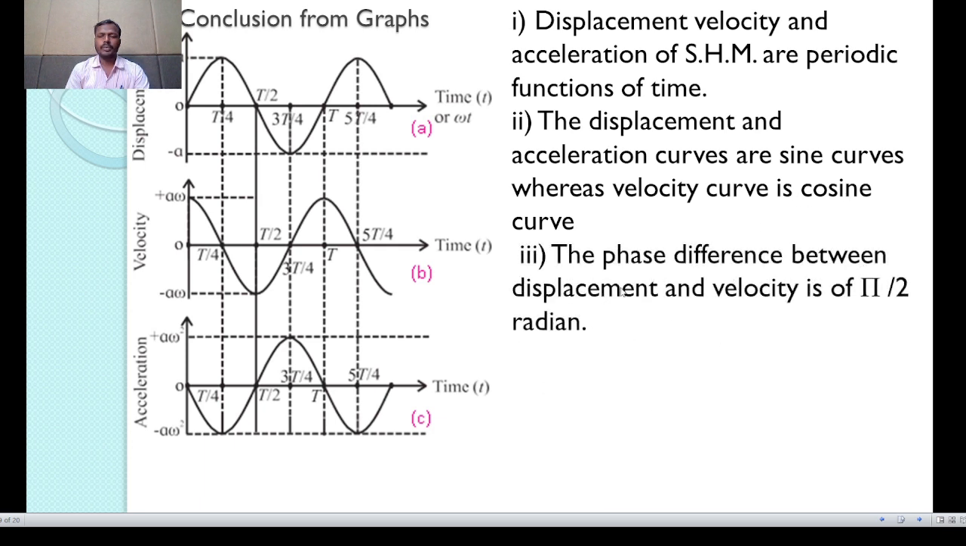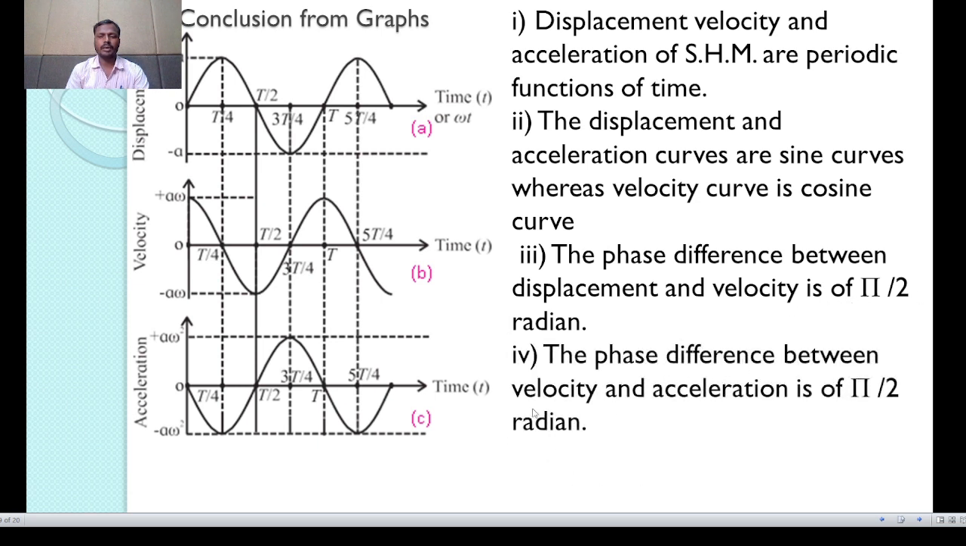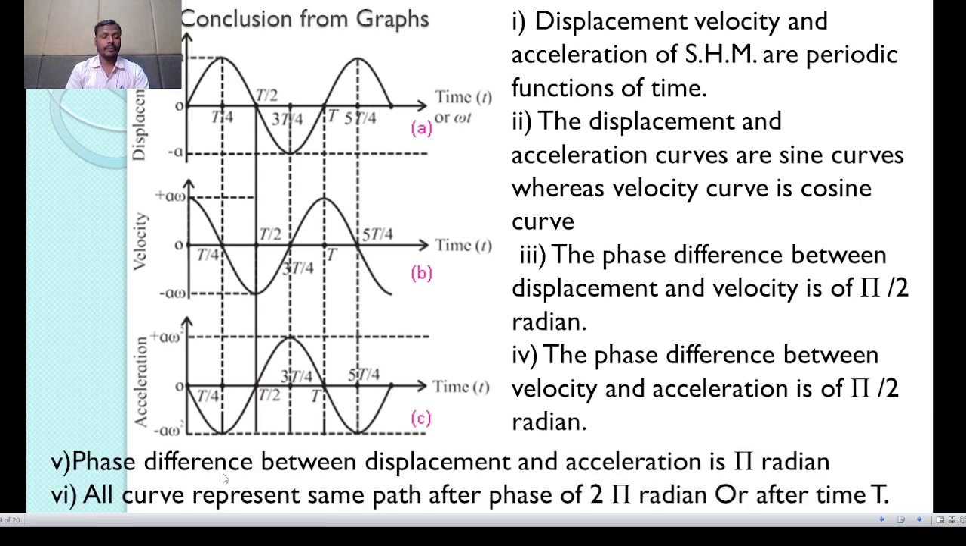The phase difference between the displacement and velocity is pi by 2 radian, whereas the phase difference between the velocity and acceleration is pi by 2 radian. Therefore, the phase difference between the displacement and acceleration is pi radian. All curves represent the same path after the phase of 2 pi radian or after the time capital T.